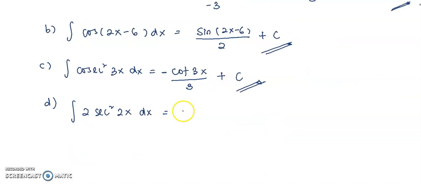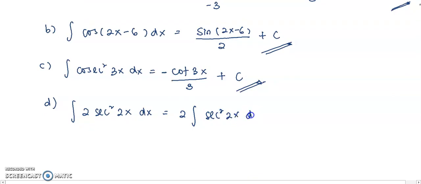For the example D, firstly, I will just take out the 2 first. Then I will focus on the trigo function. Now, integrating secant square, okay, what do you get? Always recall back. Do you have any function you differentiate, you get secant square? Yes, there is a function, there is a tangent. When you differentiate tangent, you get secant square. Meaning that when you integrate secant square, you get your tangent. Tangent 2x. There is no negative here, okay, because when you differentiate tangent, you get positive secant square, right? So there is no negative.